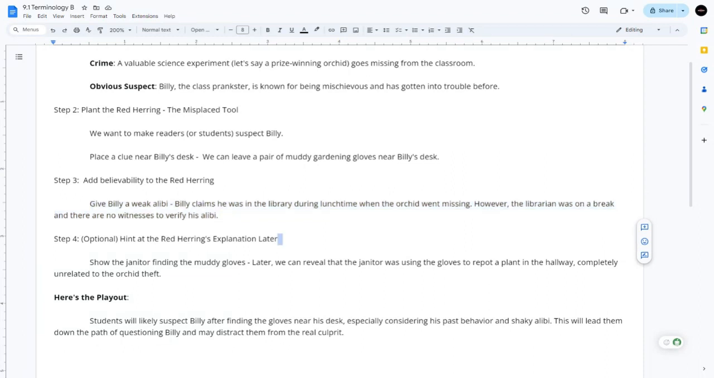Which brings us to step four. You want to hint at the red herring's explanation later, right? So here we go. You want to show the janitor finding the muddy gloves. Later, we can reveal that the janitor was using the gloves to repot a plant in the hallway, completely unrelated to the orchid thief.